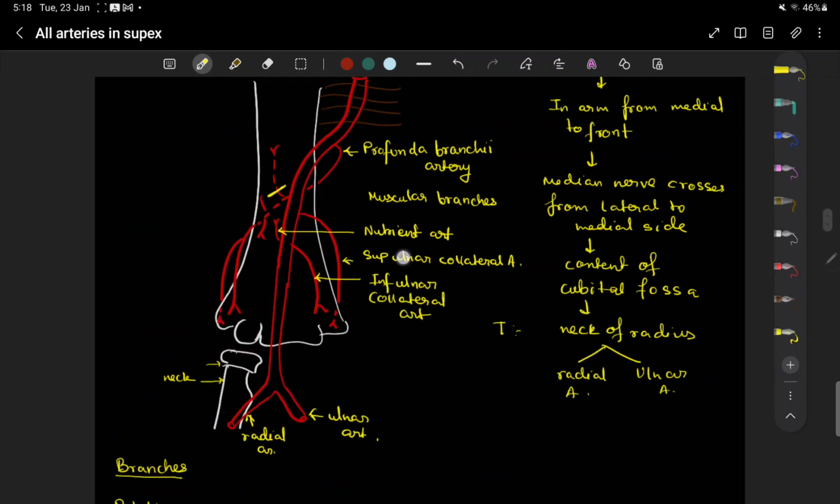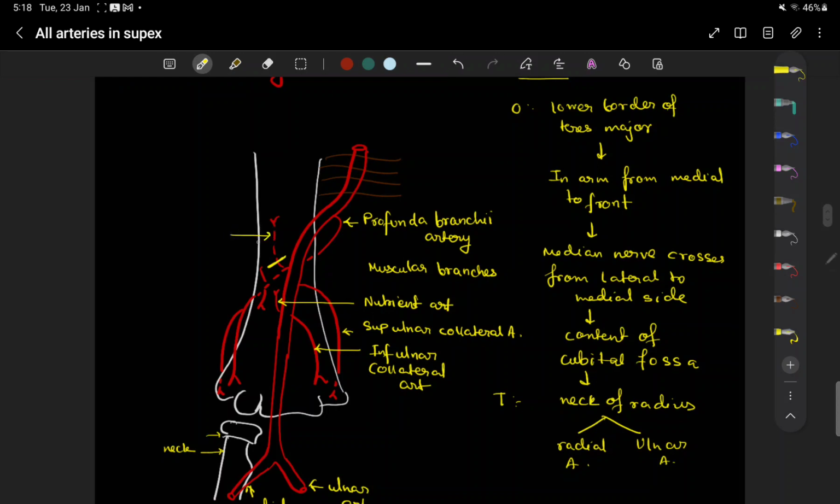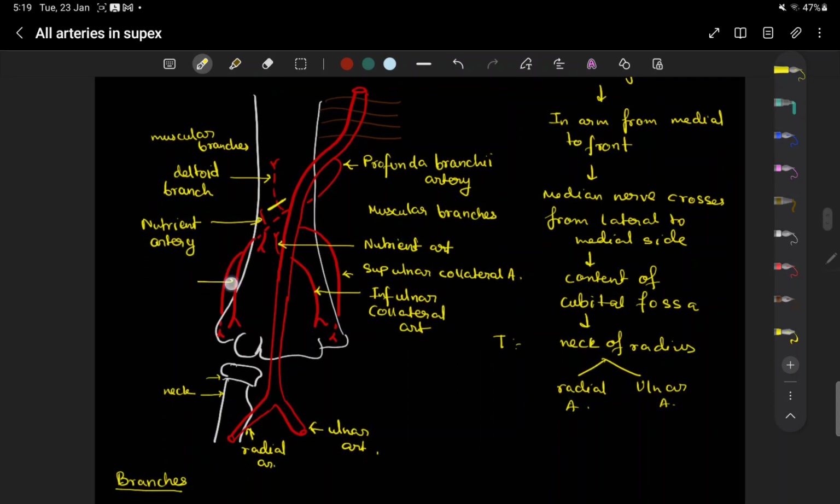If we talk about the branches of the profunda brachii artery, we would have one deltoid branch. The deltoid branch basically moves up and supplies the deltoid muscle. Also it gives some muscular branches, and we also have the nutrient artery of the humerus. In the humerus there are two nutrient arteries: one from the brachial artery, another from the profunda brachii artery. And also we have the terminating branches. One is the anterior descending branch, which is the radial collateral artery, and the posterior descending branch, which is the middle collateral artery. That's it.